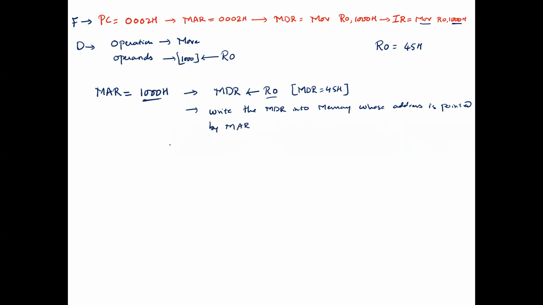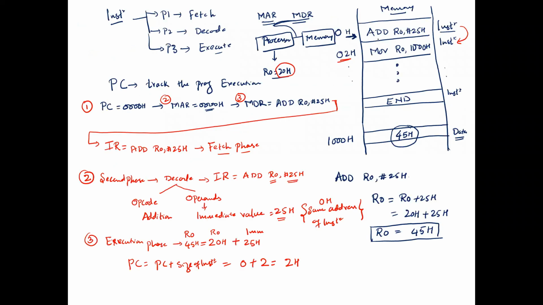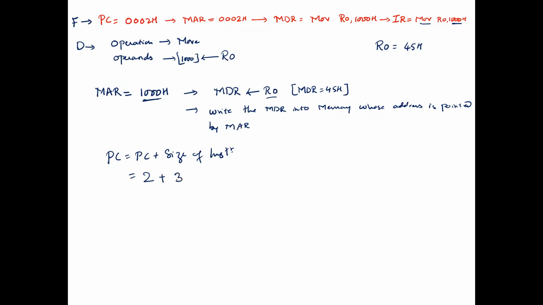Likewise, it will generate the next address. Now, what is the next address? PC is equal to PC plus the size of the current instruction, right? Now, what was the value of PC? It was 2, right? And what was the size of that instruction? Say, for example, move R0, 1000H. If it is 3 bytes, then the next value of PC will be the 5th location of the memory. If it is 4 bytes, then it will go to the 6th memory location, where the 3rd instruction will be located.